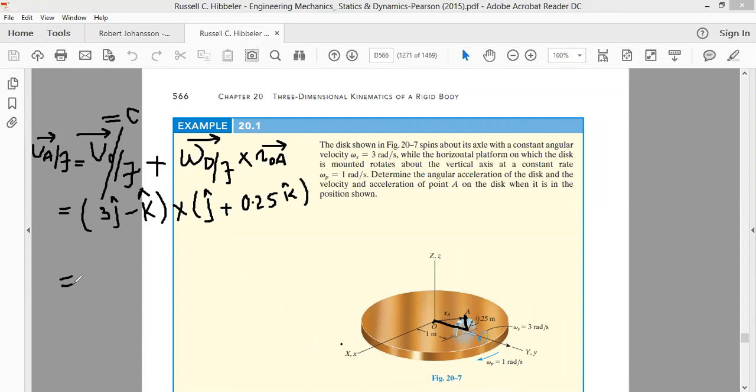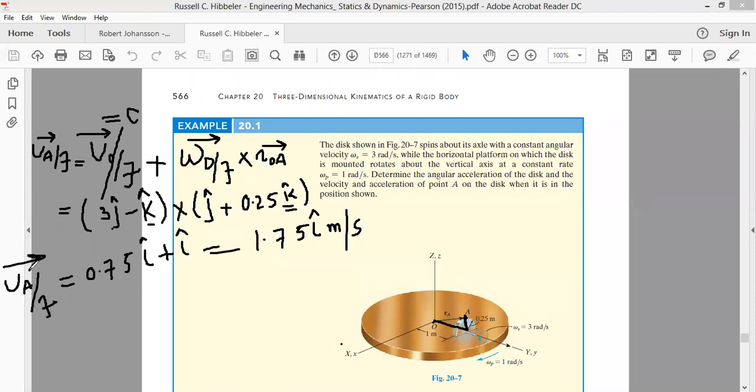Once you do it, first we have 3j cross j, that is equal to 0. So it is 3 into 0.25, that is equal to 0.75. As far as j cross k is concerned, j cross k is i. Then we have k cross j. K cross j is minus i, minus minus will become plus, so it will be plus i cap. And then k cross k is equal to 0. Therefore, this will be 0.75 plus 1, which equals 1.75 i cap meter per second, the velocity of A with respect to the ground.